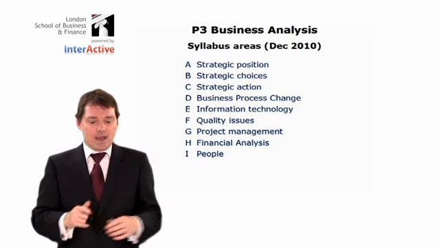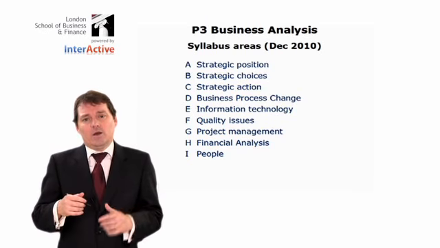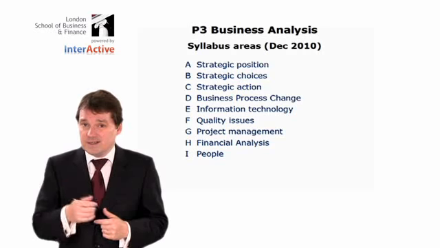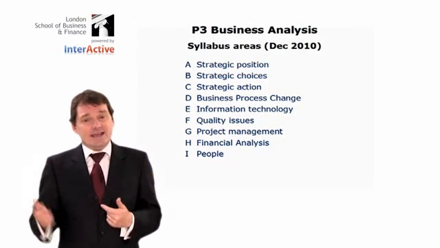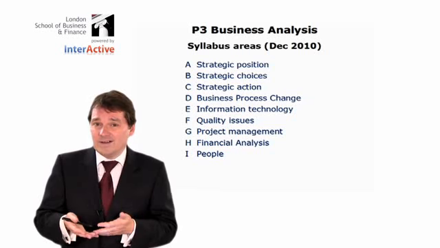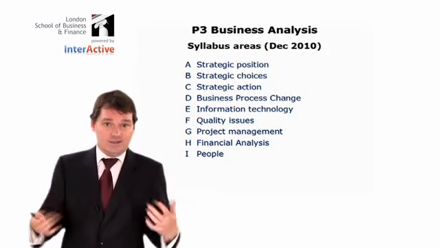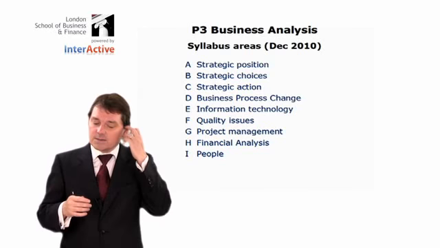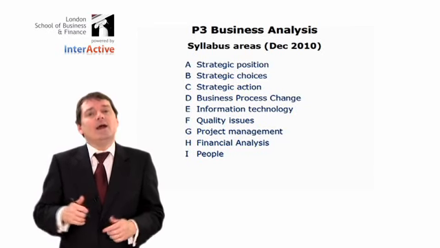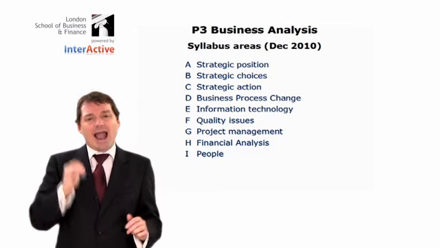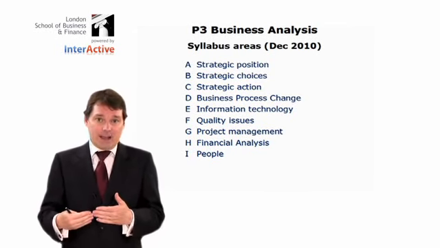Strategic choices. If a company is doing well, they presumably want to continue doing well. If a company is doing badly, then they need to start performing well. Either way, they will have to make some choices about what they're going to do next, and that's section B of the syllabus. Section C of the syllabus, strategic action, is basically thinking about how do we make sure that these things actually happen.